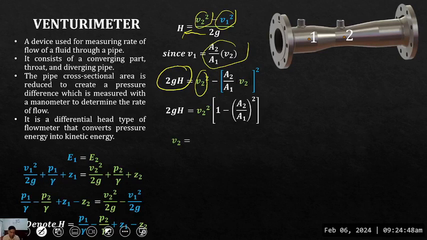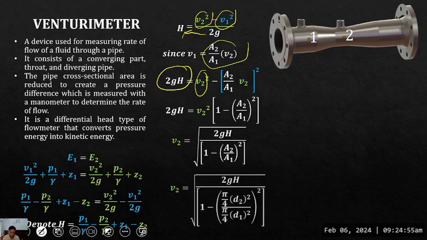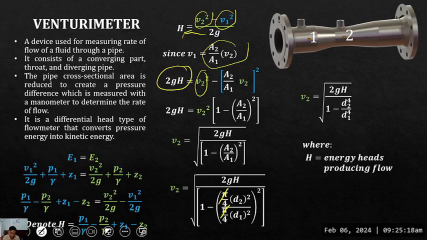So, we'll get the value of V2 as square root of 2GH over 1 minus A2 over A1 squared. So, yung area 2 tsaka area 1, pwede natin siyang i-express in terms of pi. So, yung pi over 4, magka-cancel po yan. So, V2 now is yung formula niya, square root of 2GH over 1 minus D2 raised to the power of 4 over D1 raised to the power of 4.